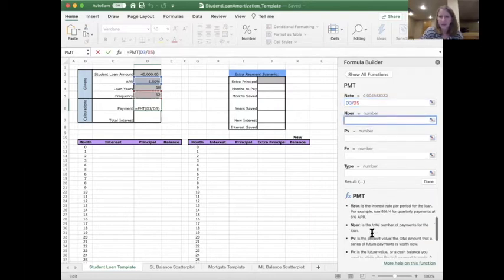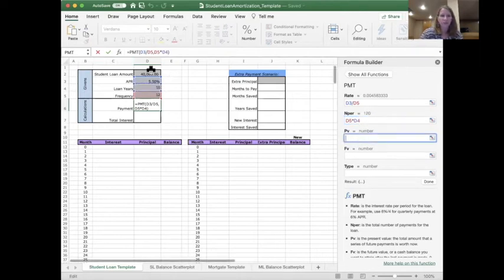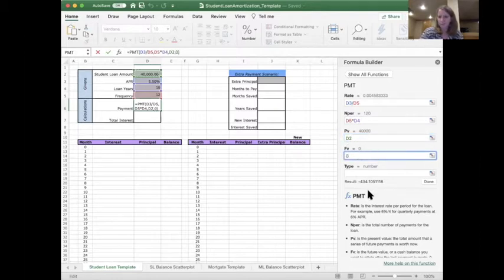Our NPER, down here it tells you it's the total number of payments for the loan. Well, if we're paying monthly for 10 years, we take monthly times 10, and we see that it tells us right there we're paying for 120 months. The present value is just your amount of student loans, and your future value is a 0.